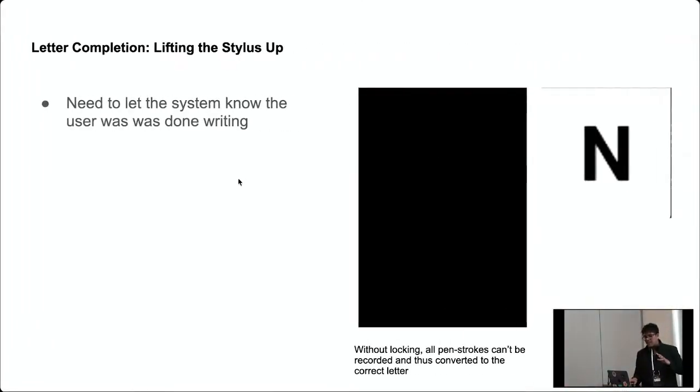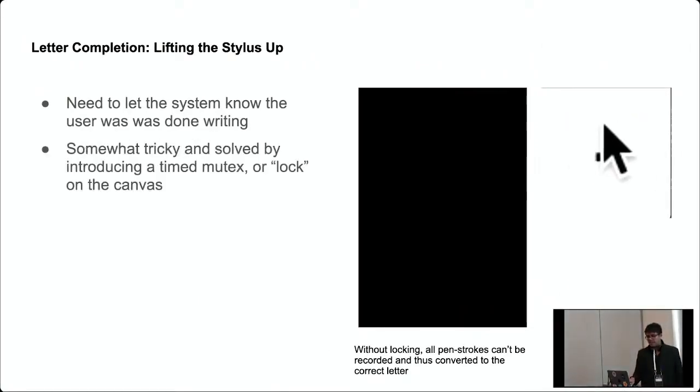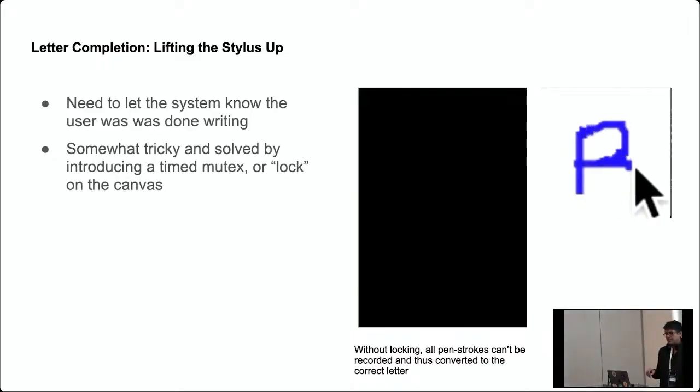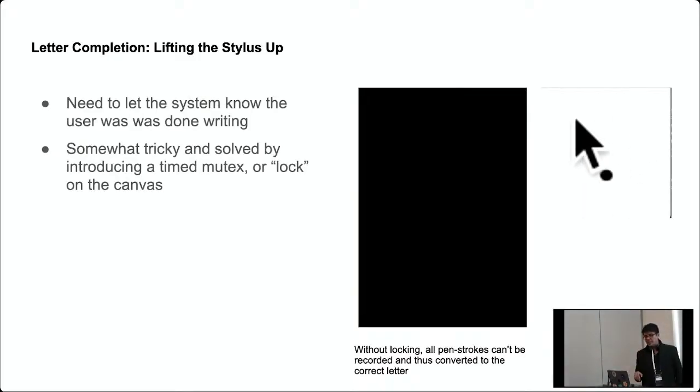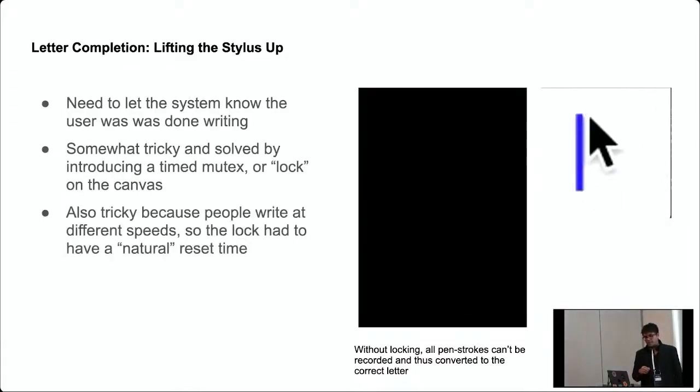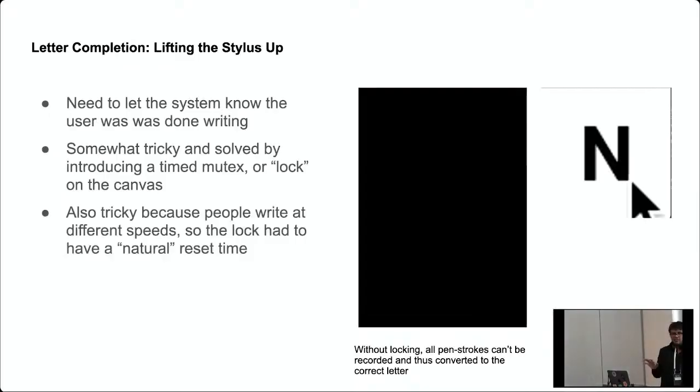What you'll see is that, again if the visual does actually appear, which on PowerPoint sometimes has a little issue, you need to let the system know that the user was done writing. This is tricky because people have different writing capabilities, writing styles, and writing timings. In order to partially solve this, we used what's called a mutex, a mutual exclusion lock, similar to the way you would do in the world of threading. But this is also tricky because people have a different type of reset timing for when they enter a letter.